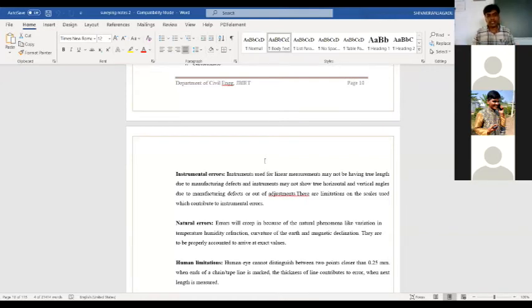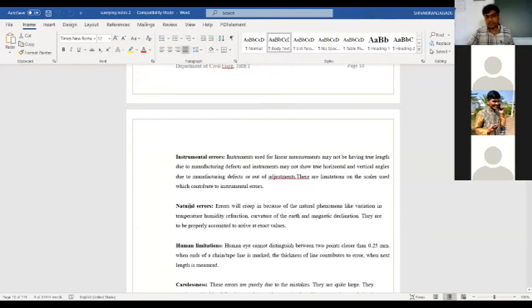So if the chain expands, we're going to have the instrumental error. Similarly, in the compass also, whatever angle readings we take, due to the local attraction at the location, there also we're going to have errors. That is what we call instrumental errors.